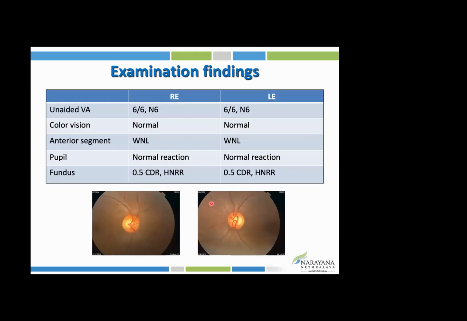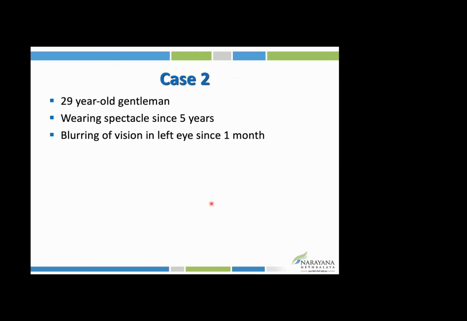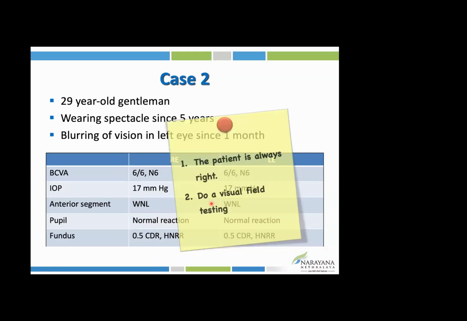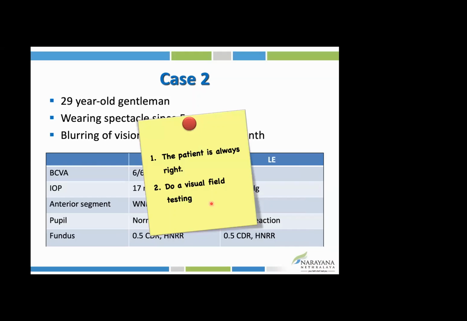Similarly, there's another case, a 29-year-old gentleman wearing spectacles for 5 years. There was blurring of vision in one eye since a month. The vision was also perfectly fine. The discs also look okay and the pressure was all normal. So the important thing we should notice is a patient comes to you like this, where there is a problem, but you are not actually able to figure out what it is. Before ordering major tests, all you need to do is a visual field. So first, the patient is always right. If he's saying there's a blurring, try to pick it out and do a visual field testing. That's the simplest thing to do.